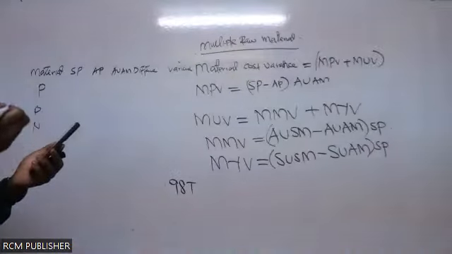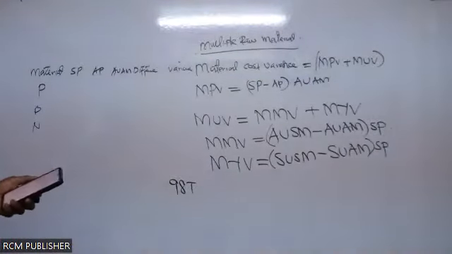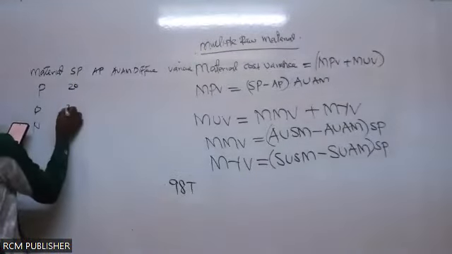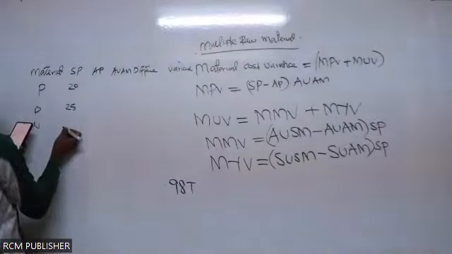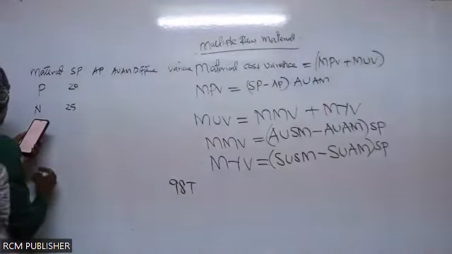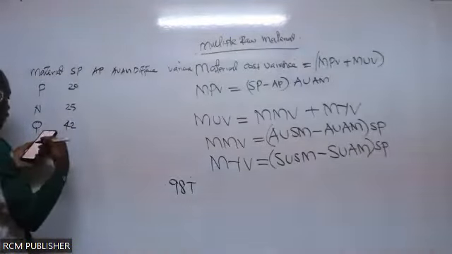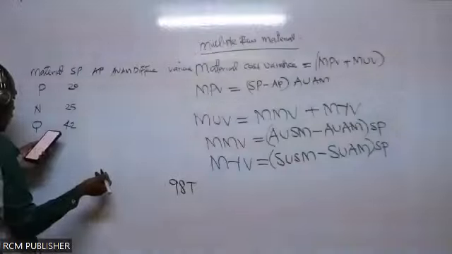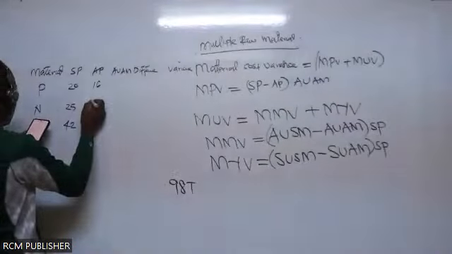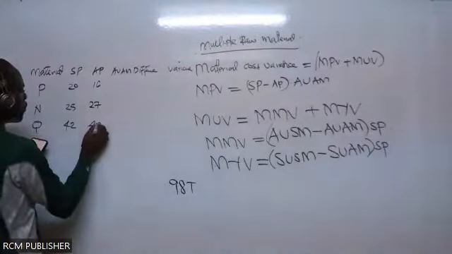First table, standard: we have ingredients or inputs, standard proportion, then standard cost. For P we have 20, for N we have 25, and for Q we have 42. That is the standard. If I move down, I'm able to see the actual. The actual price for P is 16, 27 for N and 48 for Q.